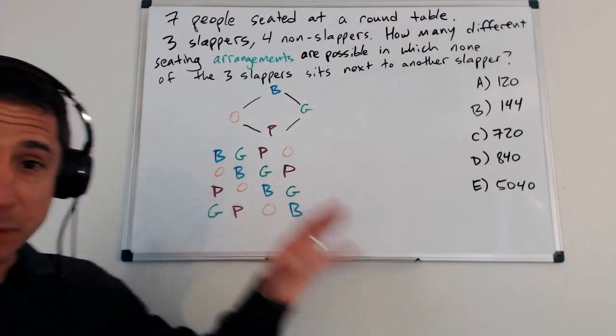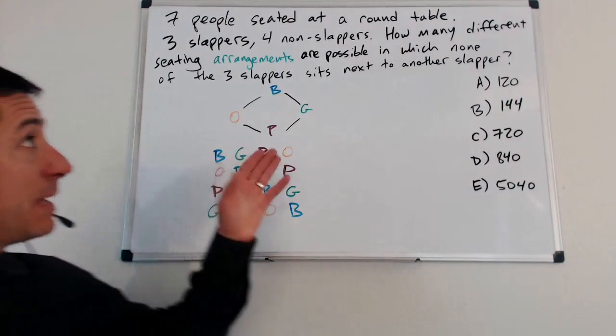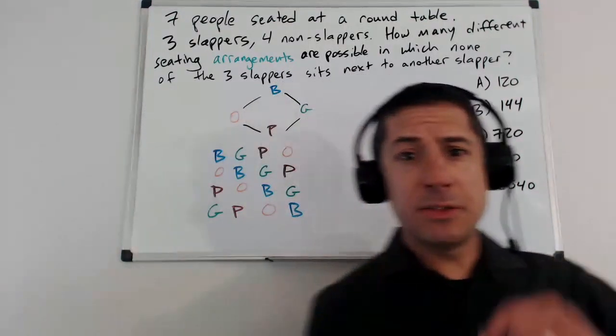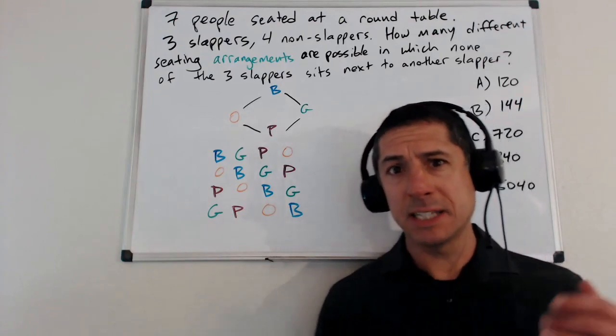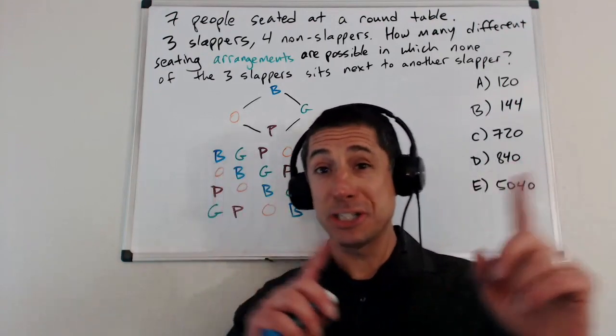Okay, so mostly just having fun with you guys here. We've got seven people sitting around a round table. Three people like to slap each other, four people don't. And we want to know how many different seating arrangements are possible in which those three slappers are separated from one another.